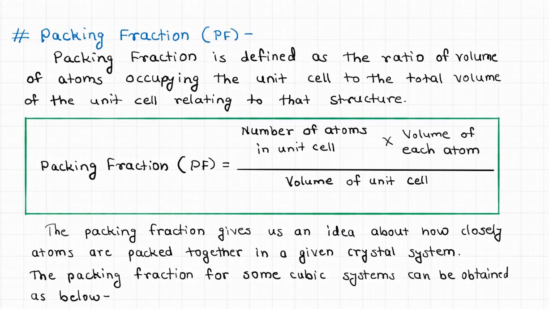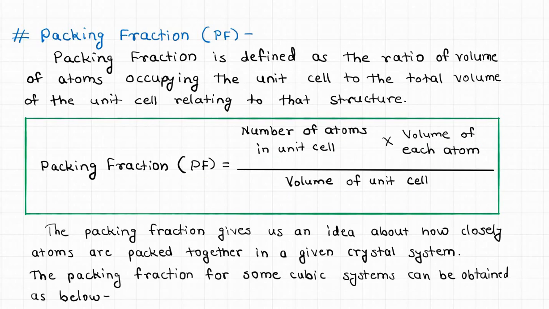Next is packing fraction. Packing fraction is defined as the ratio of volume of atoms occupying the unit cell to the total volume of the unit cell relating to that structure. So, packing fraction, which is denoted by PF, is equal to number of atoms in unit cell into volume of each atom divided by volume of unit cell.